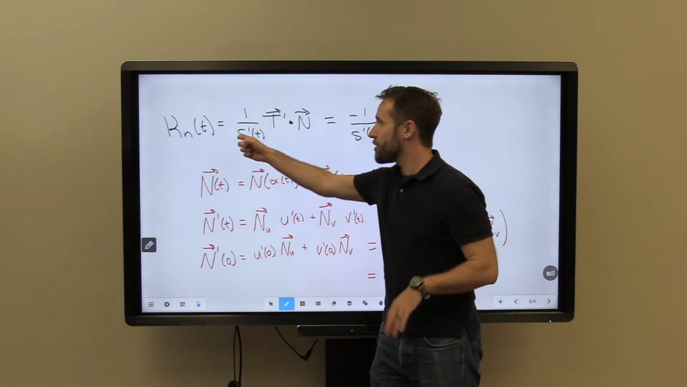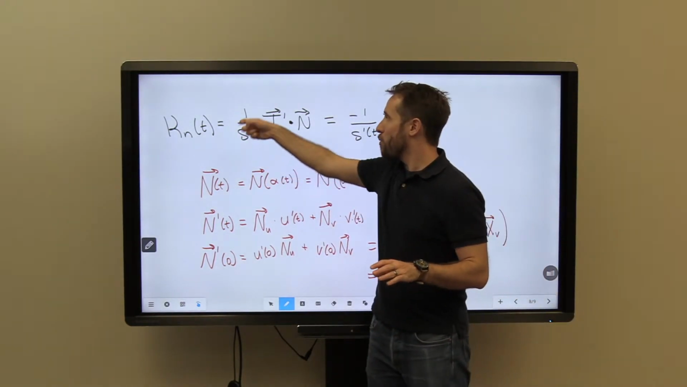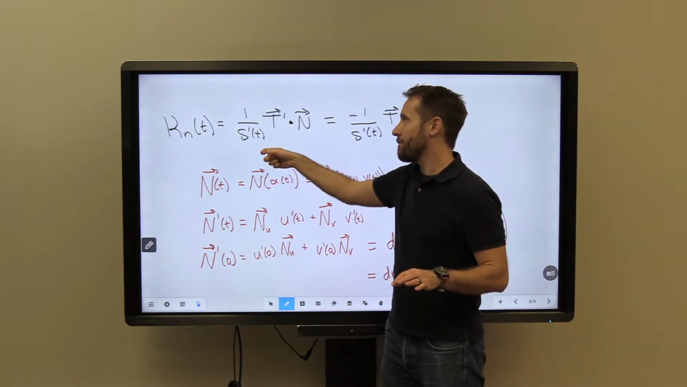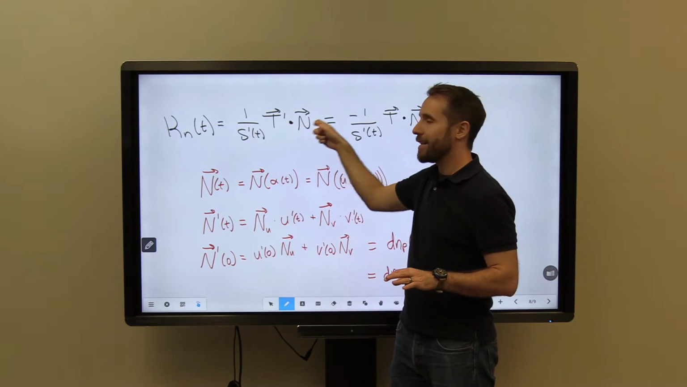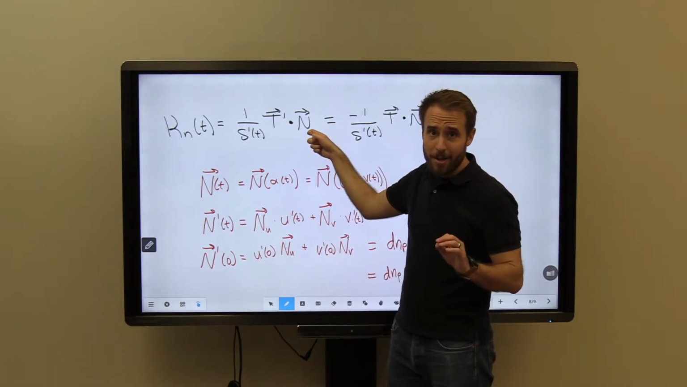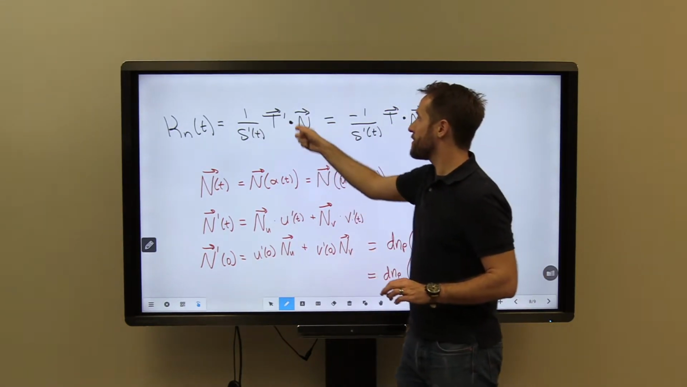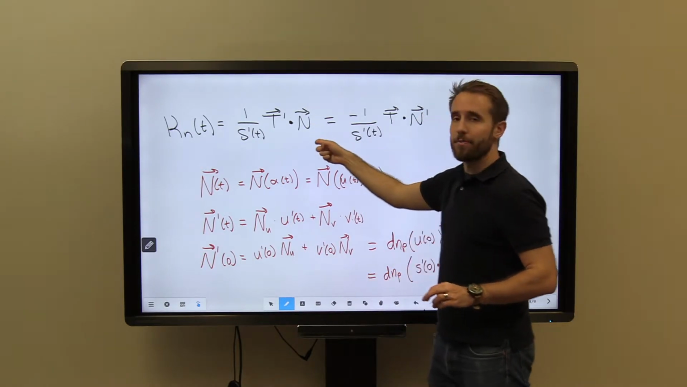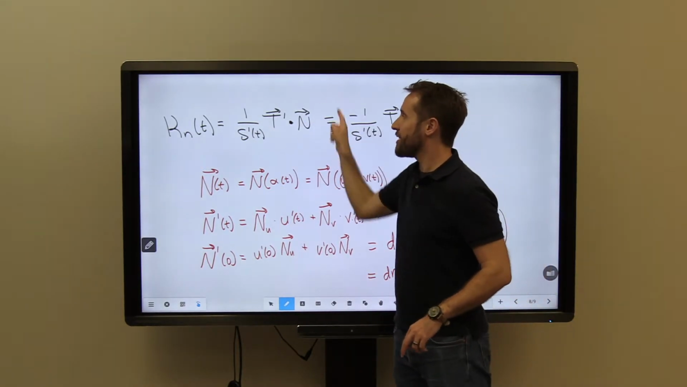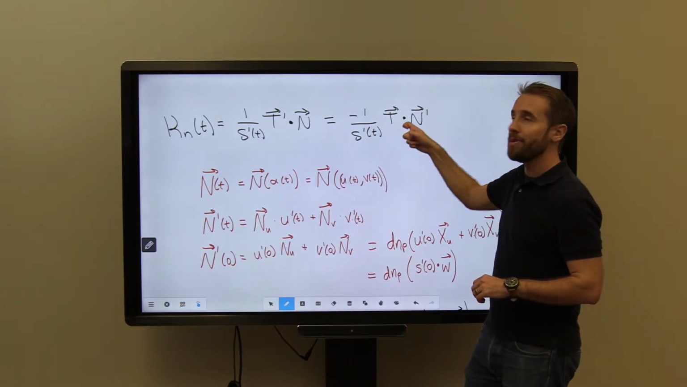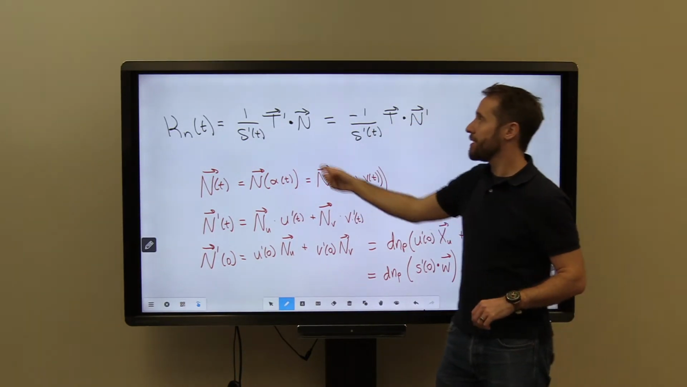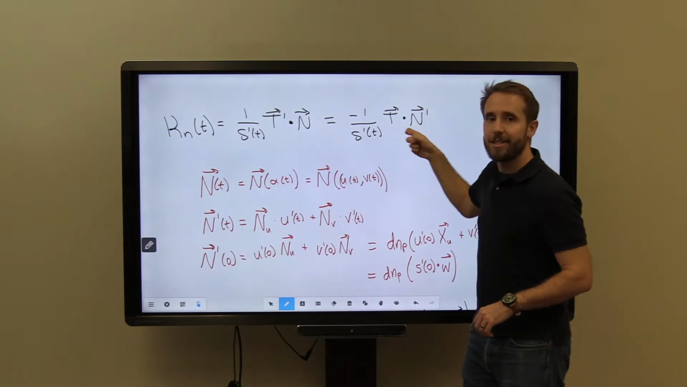So our normal curvature, as a reminder, was 1 over the speed of the curve times the dot product T prime dotted with N. Now what I'm going to claim is that we can move this derivative over to the other piece, right? And that in fact this expression will become negative 1 over the speed, and then it will be T dotted with N prime. So instead of T prime dot N, it'll be T dot N prime.